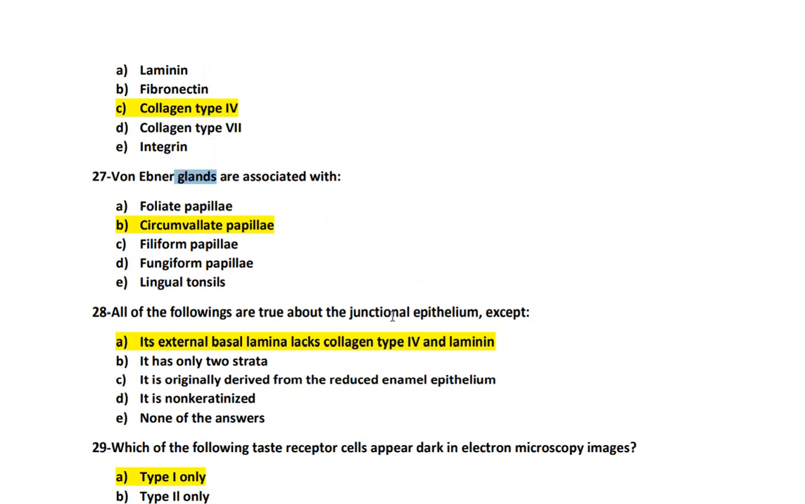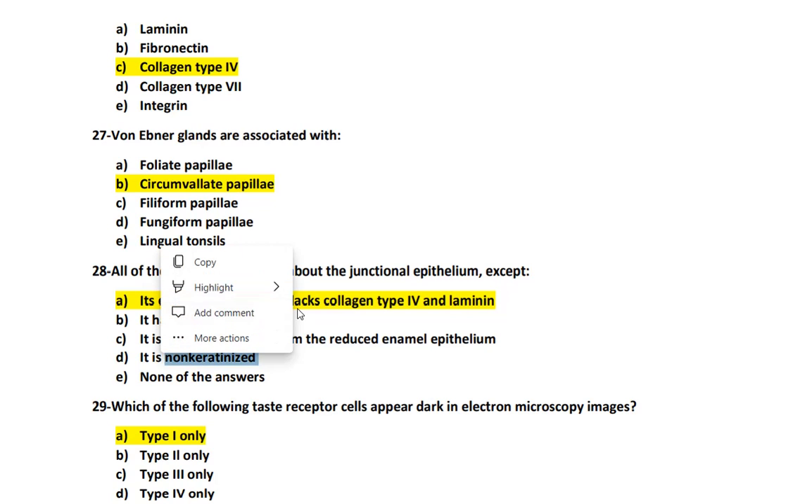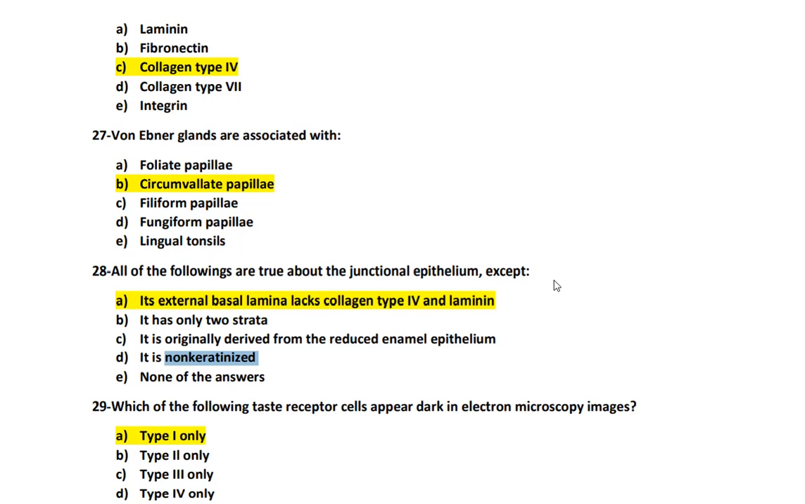All of the following are true about junctional epithelium except: it has only two strata, yes, basal cellular and precellular. It's originally derived from the reduced enamel epithelium, yes, this is its embryologic origin. It's a non-keratinized epithelium, yes, and it's a specialized epithelium, part of the specialized mucosa. Its external basal lamina lacks collagen type 4 and laminin? No, both the internal and external basal lamina have collagen type 4 protein and the glycoprotein laminin.